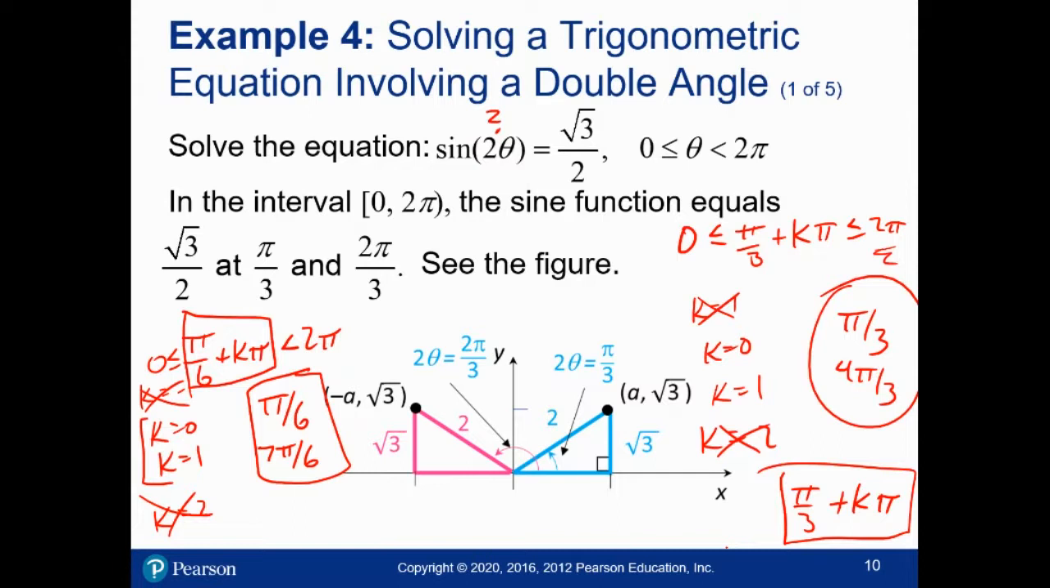If this is the angle theta, what choices of k will satisfy the original restriction between 0 and 2 pi? We found 4 solutions: pi over 6 and 7 pi over 6, and pi over 3 and 4 pi over 3. Okay, so let's see an alternate solution. This is how the book is going to do it.